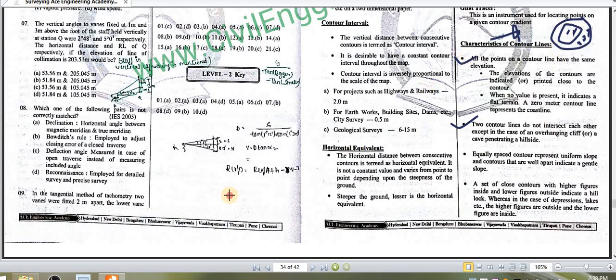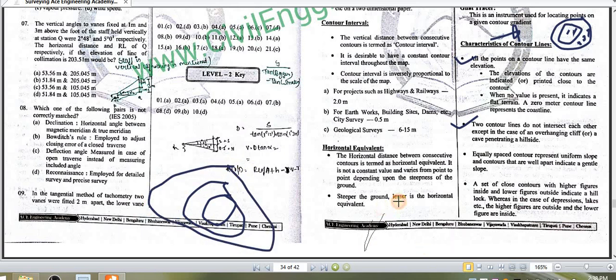So you must have seen the diagram. Generally, contour lines never intersect each other. It can happen only in the case of this type of overhanging cliff. In that case only, if you draw a contour of this, there might be a chance that your contour lines intersect each other. Other than that, there is no chance that any contour line will intersect each other. That is the second characteristic.